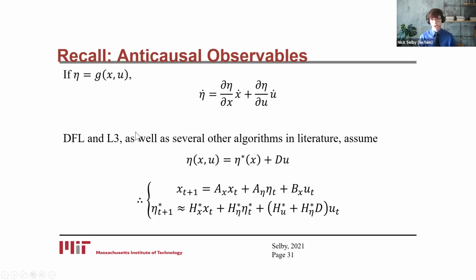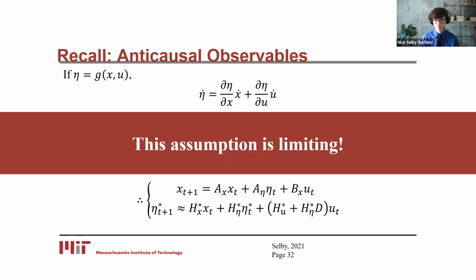Okay, so what happens when we increase nonlinearity? Well, recall that the way that DFL and L3 deal with the anti-causality problem is by applying a filter to remove the effect of exogenous input from the physically measured observables. However, this filter assumes that these observables are linear functions of input. And this assumption is limiting.